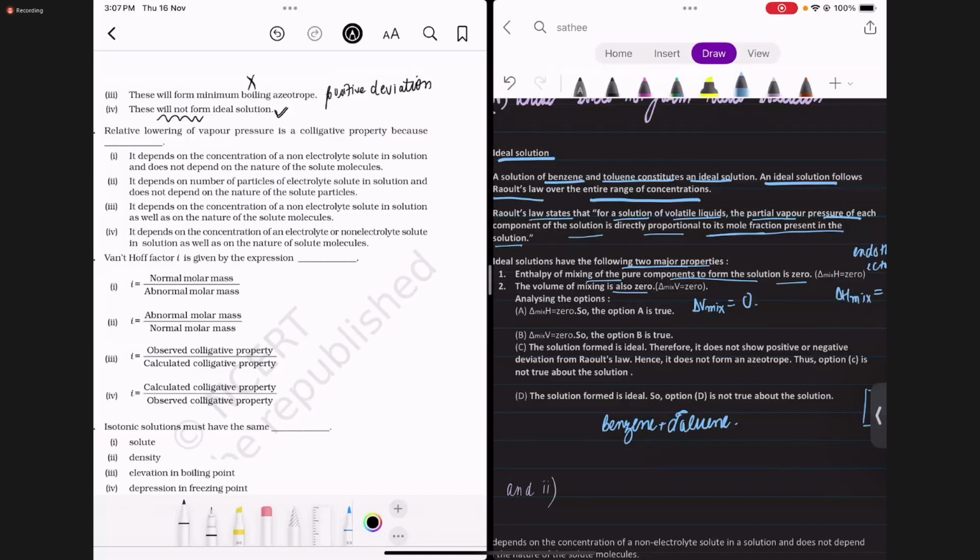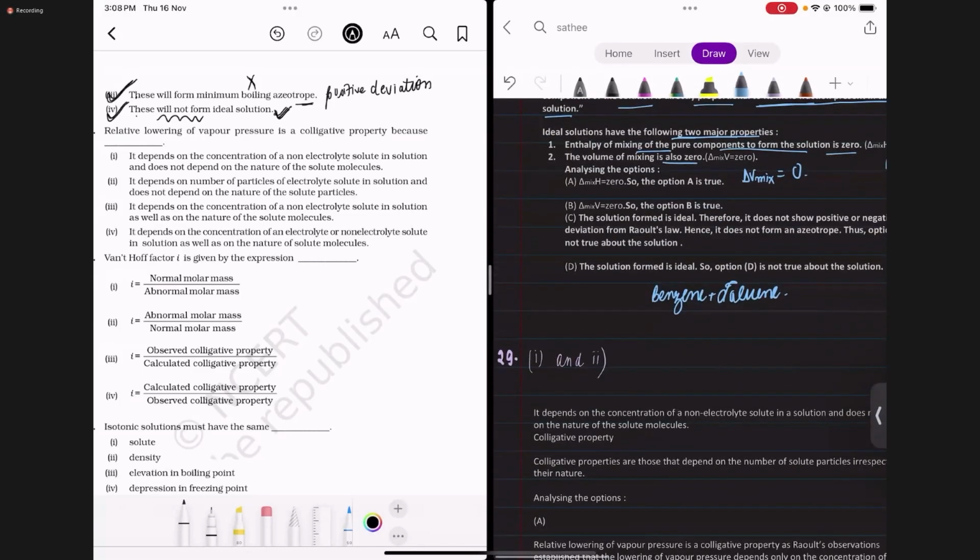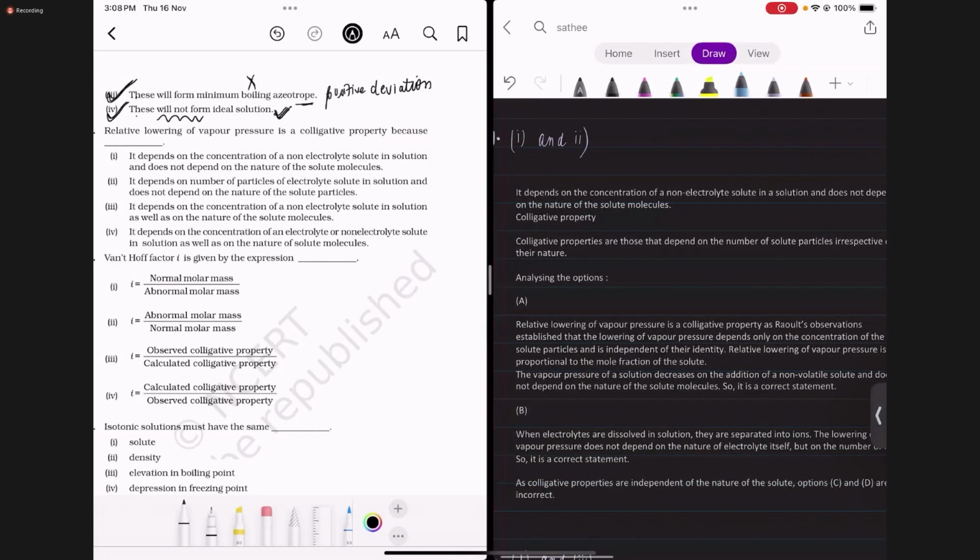So ये दोनों ऑप्शंस हमारे गलत हो जाते हैं. They will not form minimum boiling azeotrope and they will form ideal solution. तो ये दोनों हमारा करेक्ट आंसर होता है ऑप्शन 3 एंड ऑप्शन 4. उसके बाद हम आते हैं क्वेश्चन नंबर 29 पे.